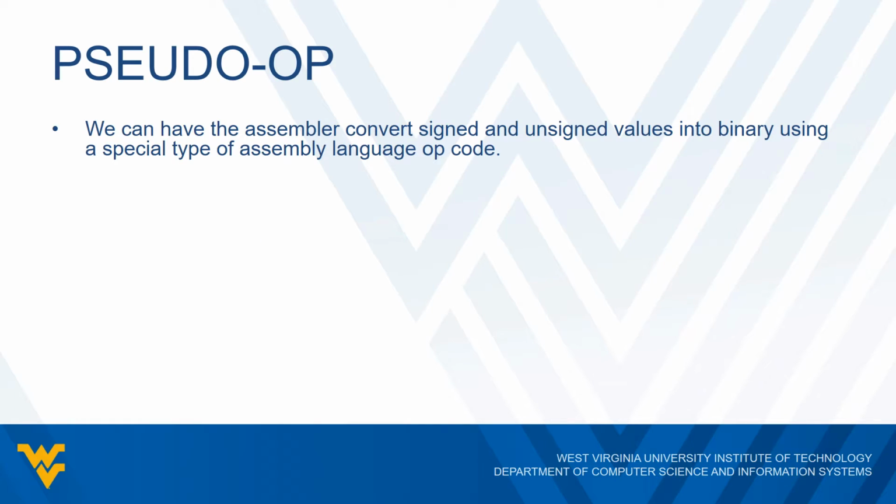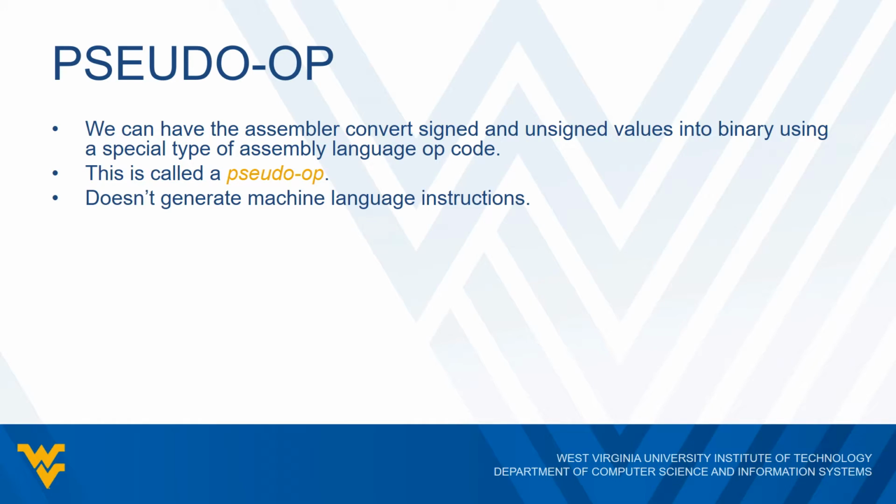We can actually have the assembler convert signed and unsigned values into binary by using a special type of assembly language opcode. This opcode is what we call a pseudo-op. Now, a pseudo-op does not generate any machine language instructions like other operation codes, but instead it invokes a service on the assembler. One of these services, I should say, is generating data in the proper binary representation for the system. There are typically assembly language pseudo-ops to generate integer, character, and if the hardware supports it, real data values.